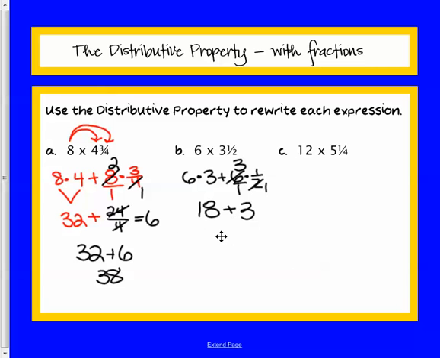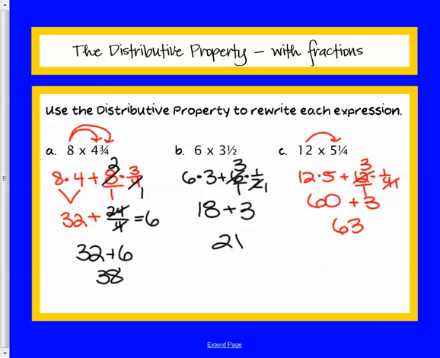So 18 plus 3 gives us 21. Over here, 12 times 5 plus 12 times 1/4. So if I have 12 times 5, I have 60. And 12 times 1 is 12, over 4 gives me 3. Or I can just simplify within the problem. 4 goes into 12 3 times. 3 times 1 is 3. 1 times 1 is 1. So my final is 63.